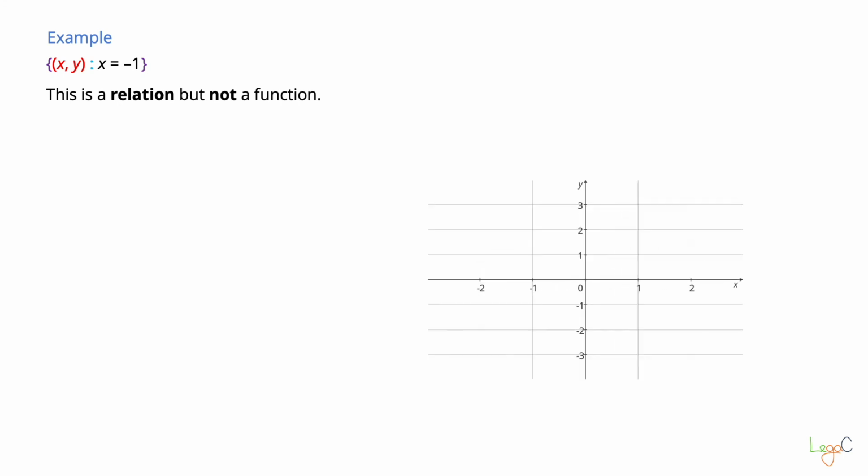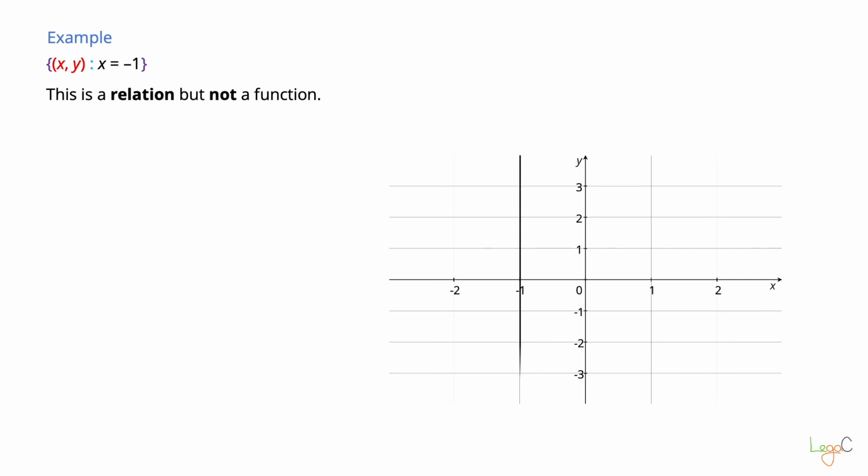In this example, we have a relation rather than a function. This is not a function. The domain of this relation is -1, while the range is the real number set, from negative infinity to infinity. And this is all that can be said about the domain and range of linear functions and relations.